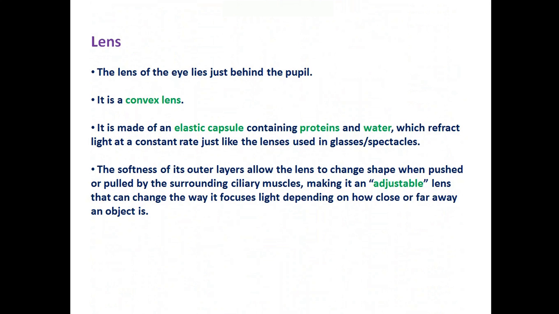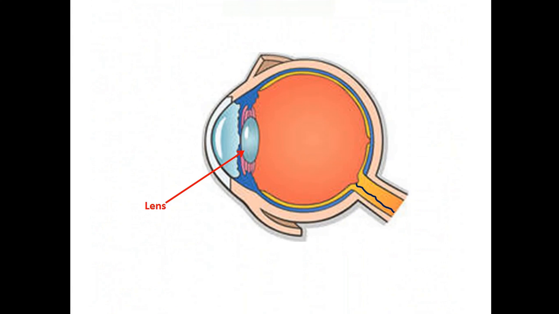The softness of its outer layers allows the lens to change shape when pushed or pulled by the surrounding ciliary muscles, making it an adjustable lens that can change the way it focuses light, depending on how close or far away an object is. So the lens is really important. There you go, that's a lens. And hey, that's what we tell about the shape of a convex lens. Don't worry, we will learn more about it in later videos.